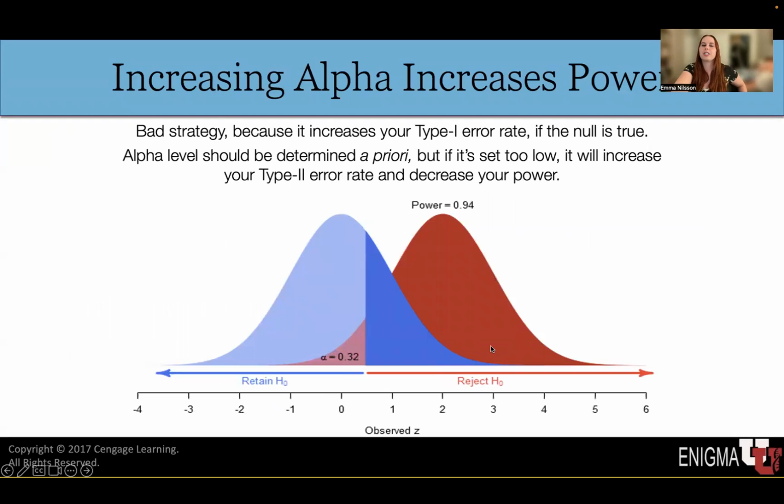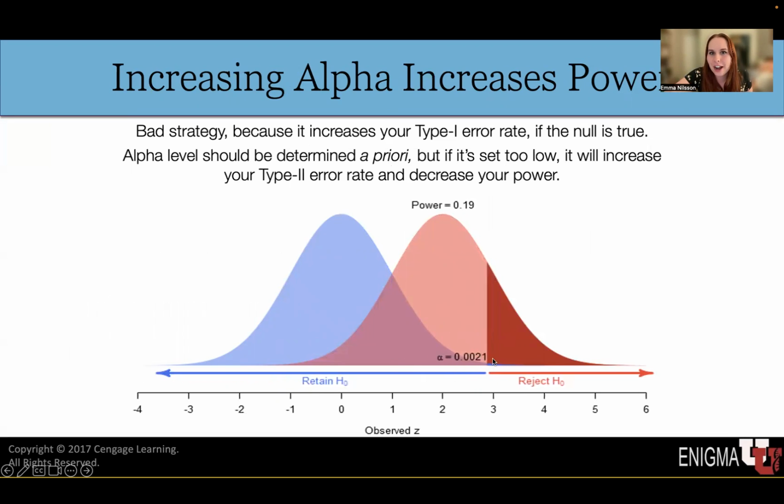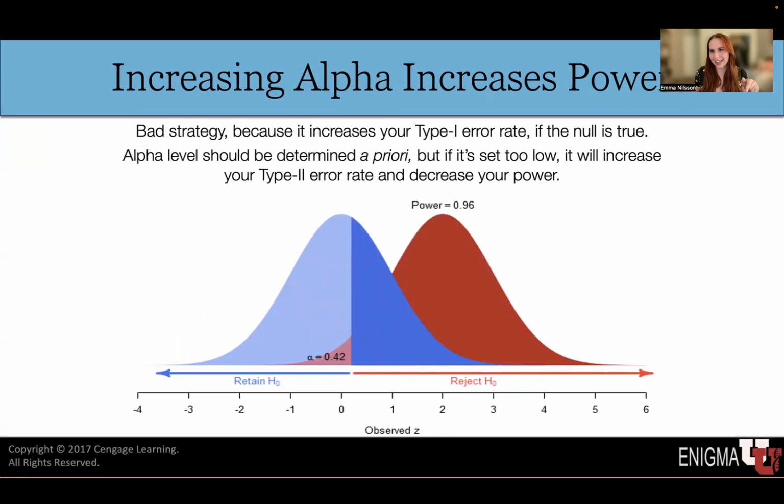The first thing that we should see here is that increasing our alpha increases our power. If we increase our alpha, which is, remember, the probability that we'll get a type 1 error, increase the alpha, your power also increases. But this is generally a bad idea because by definition, as we're increasing alpha, we increase the risk that we're going to get a false positive, right?